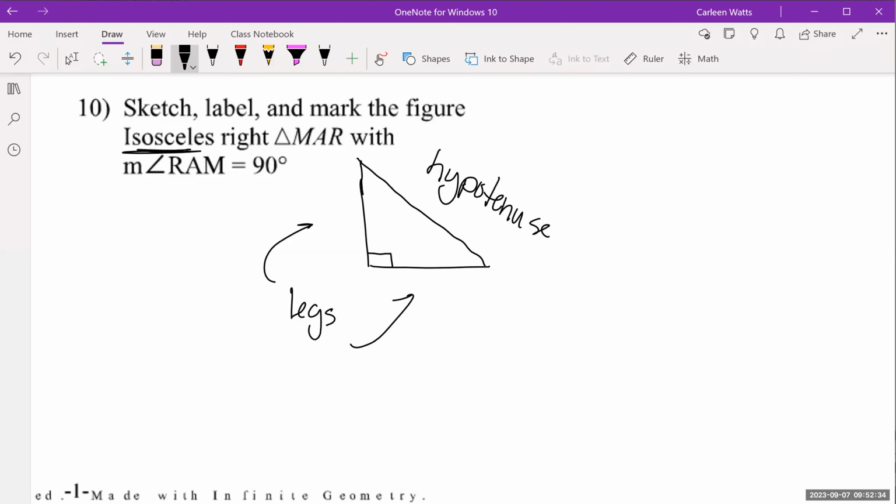So I think those look equal. Yeah, but we mark them. This side is equal to this side. Now look how big the hypotenuse is. If it's isosceles, the two legs are the equal ones. Yeah, not too bad. Next problem.